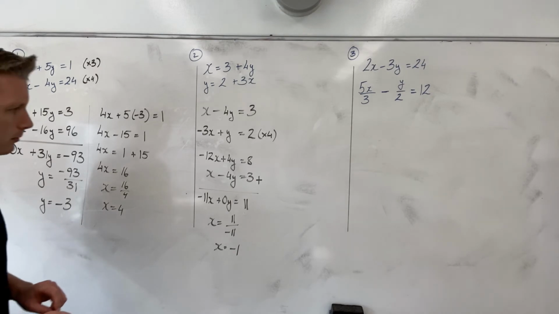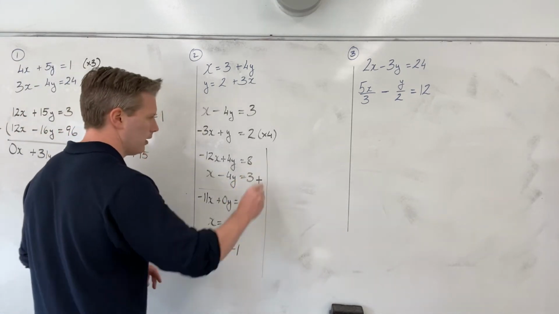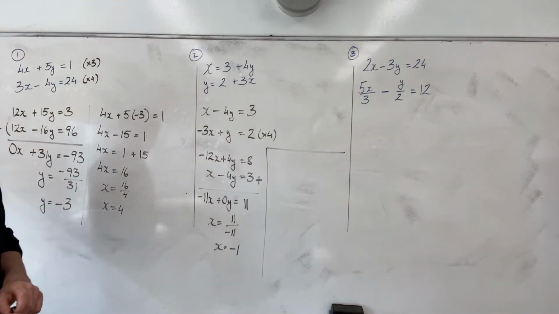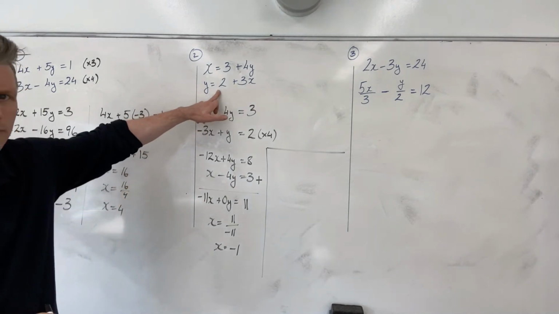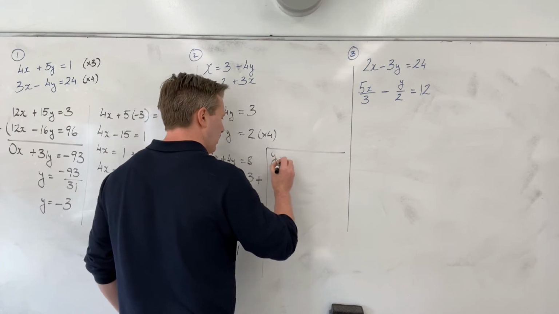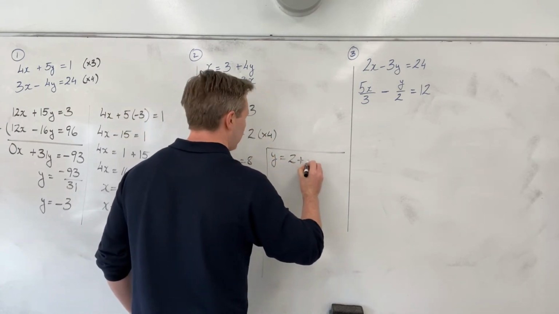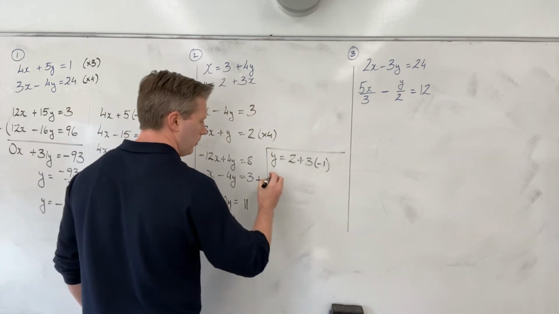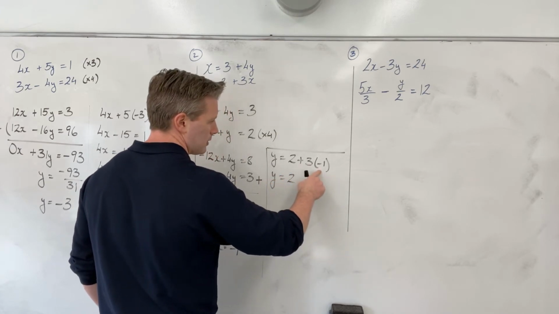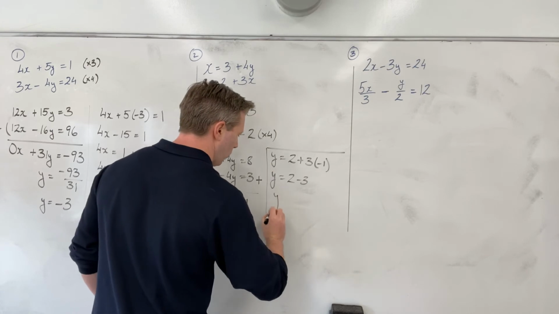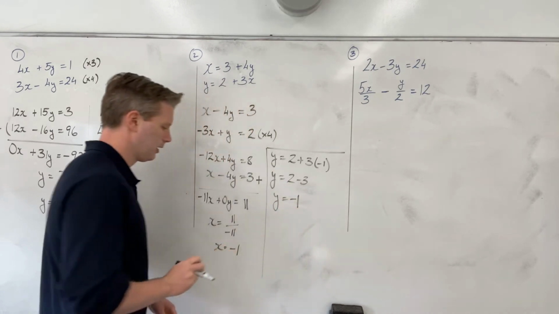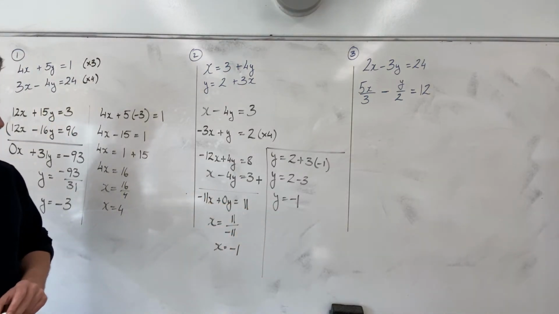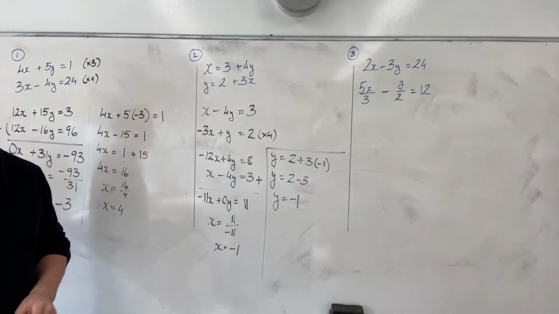And just as before, in order to solve for my y, I'm going to substitute in my value of x into either one of my original two equations. Let's substitute into this one and solve for y. So I will get y equals 2 plus 3 times x becomes 3 times negative 1. 3 times negative 1 is negative 3. So therefore y is equal to 2 minus 3, which is minus 1. And so I get x equals negative 1 and y equals negative 1. Those are my answers. Those are the values of x and y that will satisfy both of these equations simultaneously.